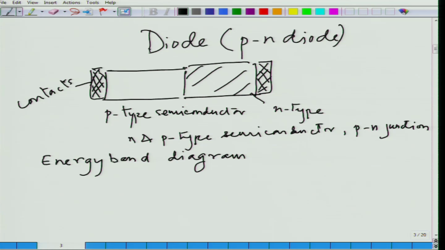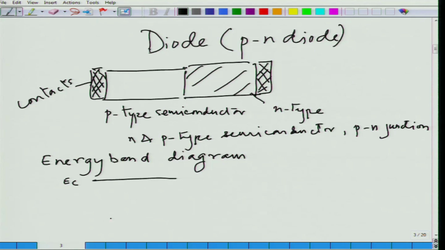So, to start with, we can plot an energy band diagram of the p type and the n type separately, and then try to bring them together and see how the device will perform. In the p type semiconductor, we are going to represent the conduction band edge, the valence band edge, the intrinsic level, and the Fermi level. The Fermi level for p type is going to be more towards the valence band.